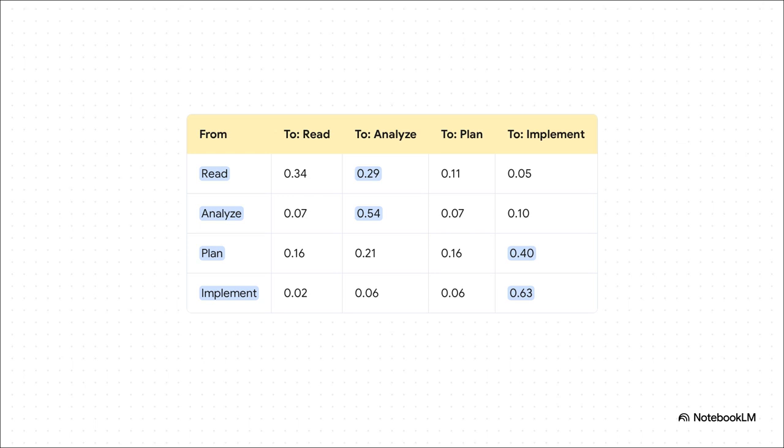Now this chart looks a little complex, but it's really just a roadmap of the AI's thinking. It shows the most likely next step it's going to take. For example, after the AI makes a plan, there's a 40% chance its very next thought is to implement that plan. And once it starts implementing, look at that, it's super likely to keep implementing. This isn't random, it's a logical, predictable sequence of thought.